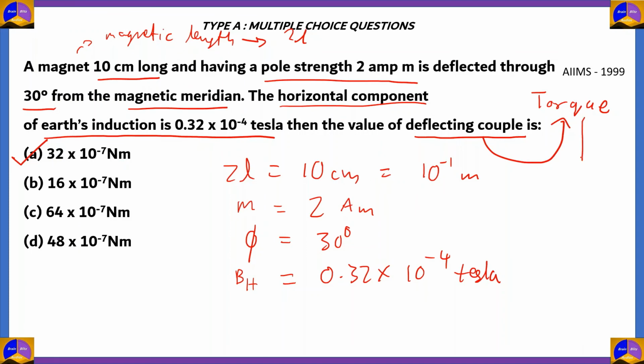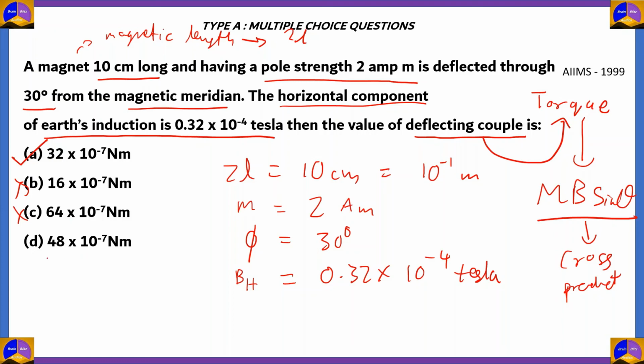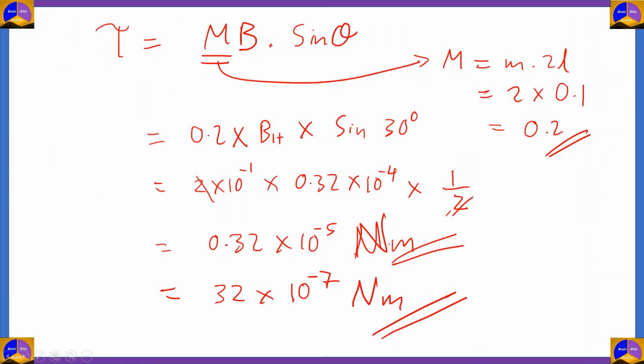And we use the formula torque is equal to mB sine theta. This is known as a cross product. When it comes to all the other options, we find that 16 is just half of the value, so it's incorrect. 64 is twice the value, which is incorrect. And 48 is 4 by 3 times the value, which is incorrect. The right answer is option A, 32 times 10 raised to minus 7 Newton meters. Again, using calculation and finding out the answer using the formula torque is equal to mB sine theta and finding the magnetic moment by using pole strength times the magnetic length.